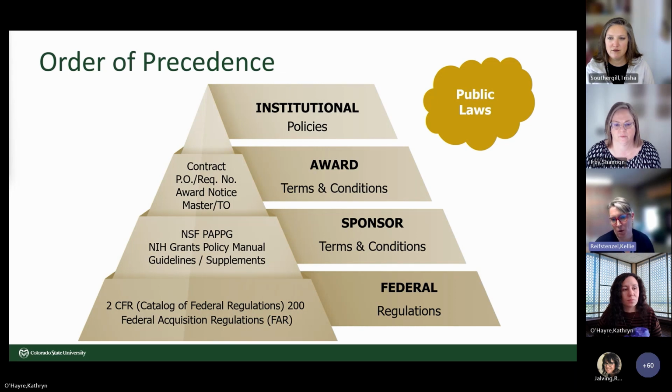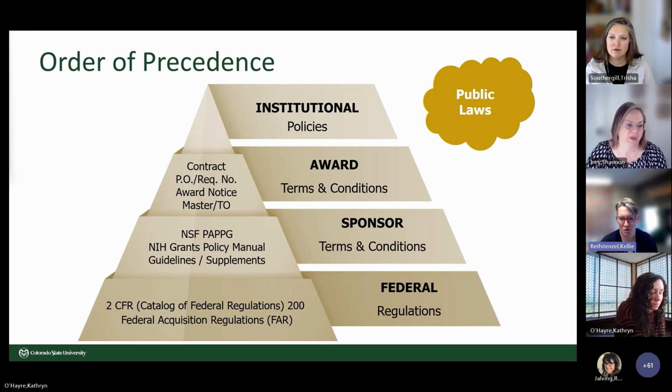So for an example, right, NIH takes what's listed in 2 CFR, also known as uniform guidance, and then develops general NIH specific grants policy. So that shows up in the NIH grants policy manual, and then develops specific program guidance from there as well.